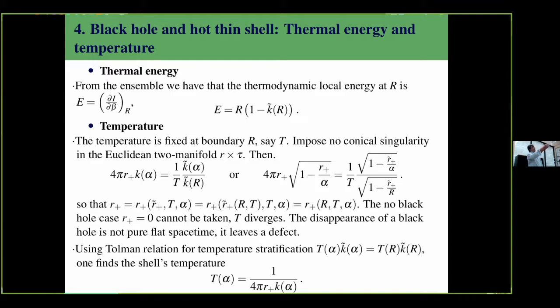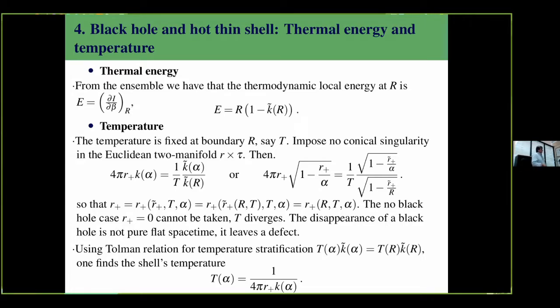And then you have to go back and say, well, if there is no black hole, I have only a shell, and then do the thing. It's not very difficult, but it's not a particular case. And it means that the disappearance of a black hole, if you have a black hole and it disappears, is not pure flat space-time because it leaves a defect, at least in this approximation.